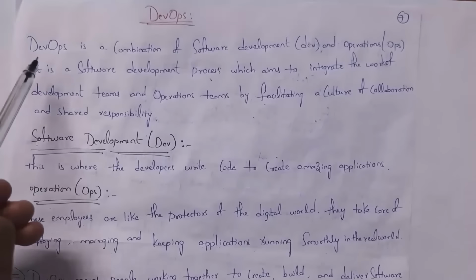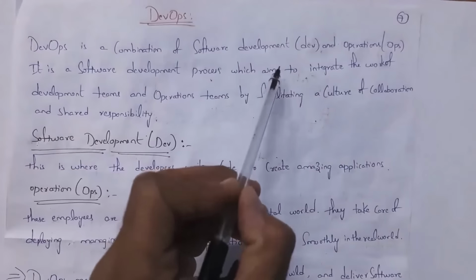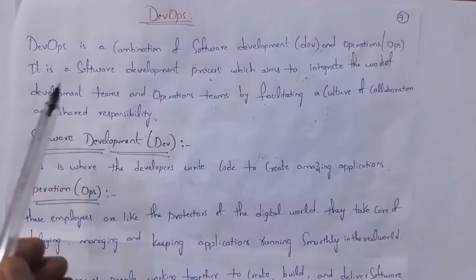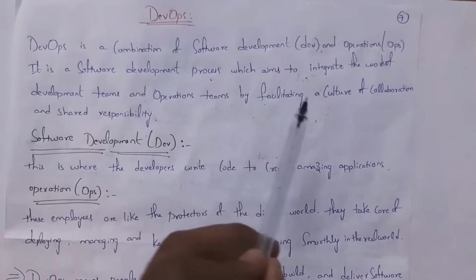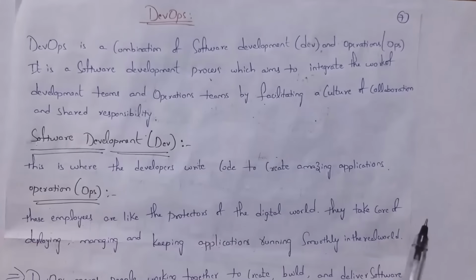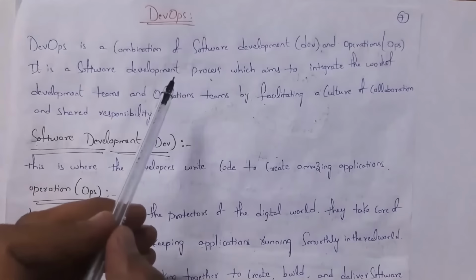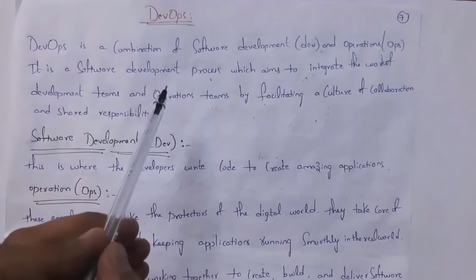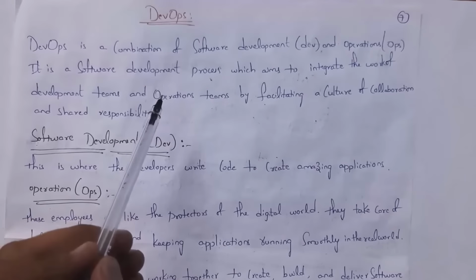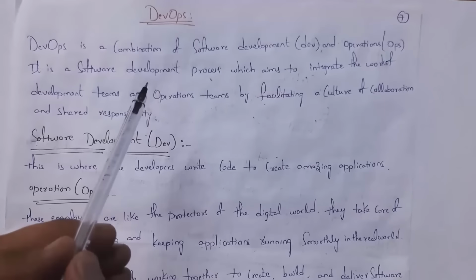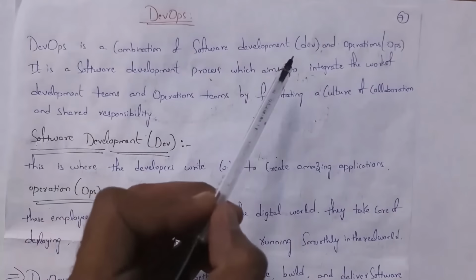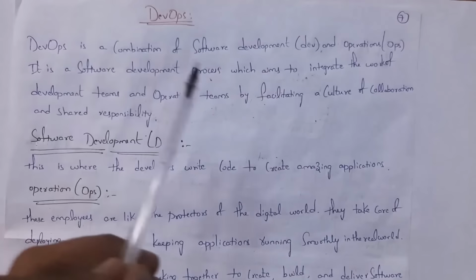So DevOps is a software development process which aims to integrate the work of the development team and operations team by facilitating a culture of collaboration and sharing responsibility. Guys, DevOps is a software development process. A software development process is nothing but a sequence of steps that we need to follow in order to develop any application or software. This DevOps will integrate the work of the development team and operations team.